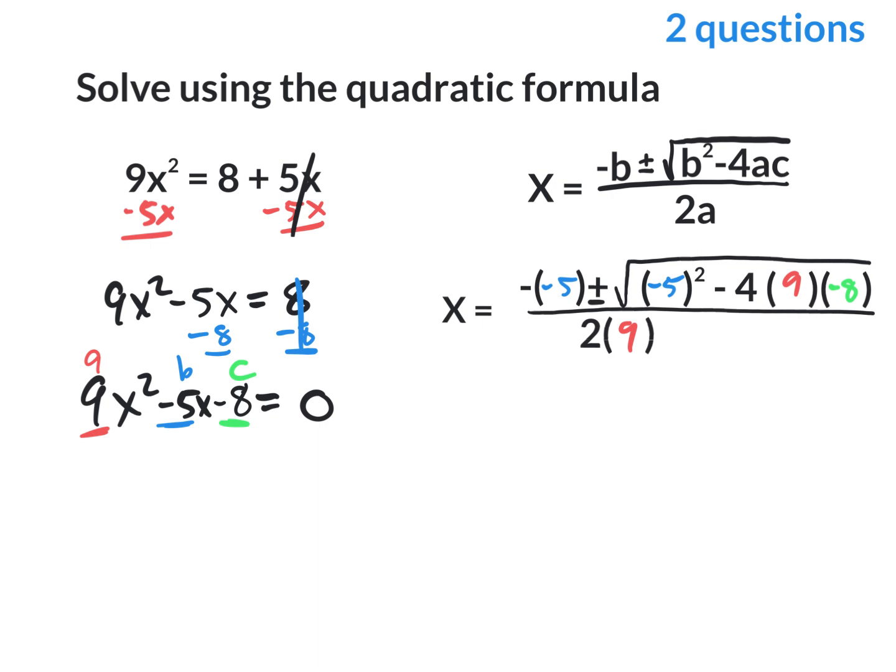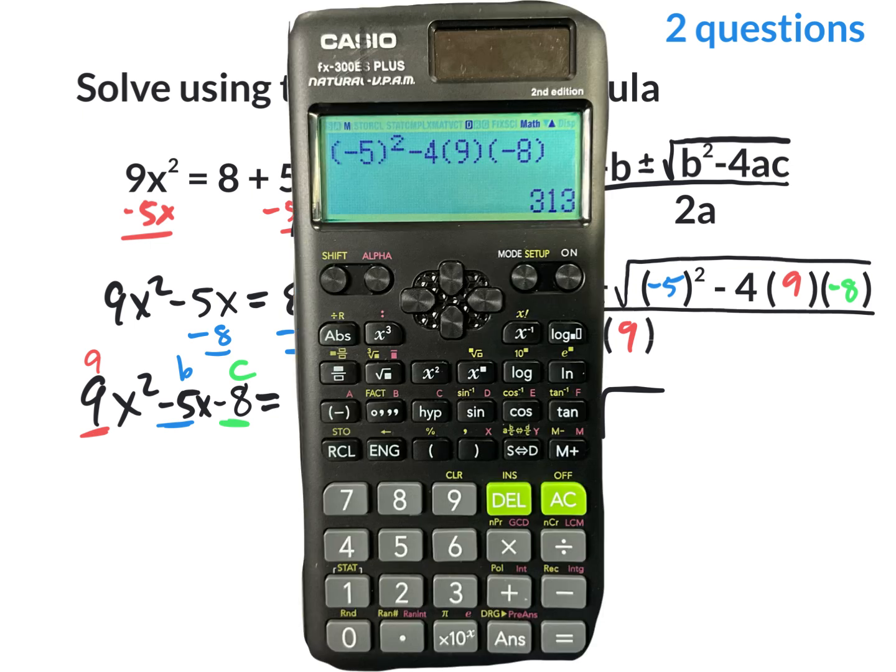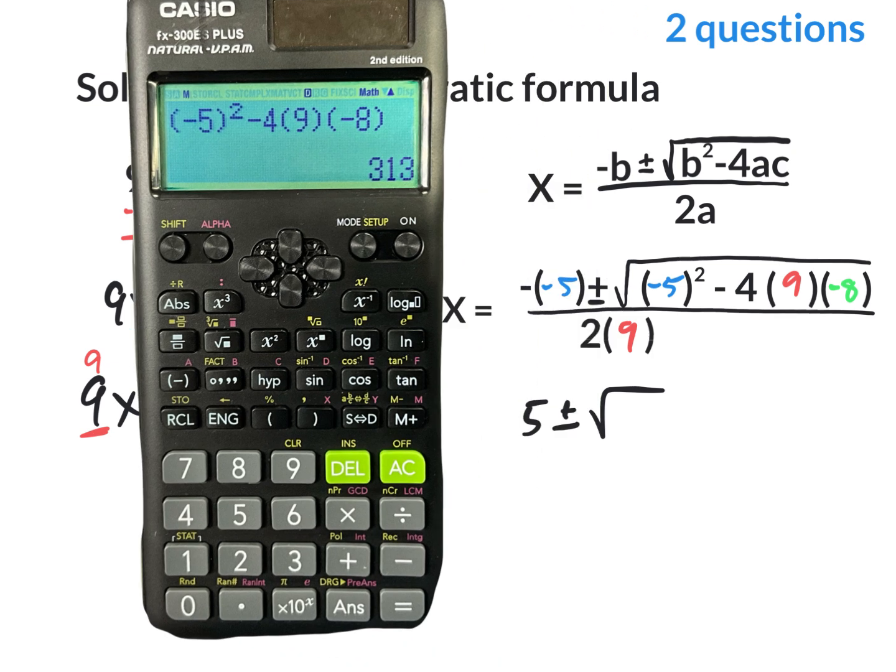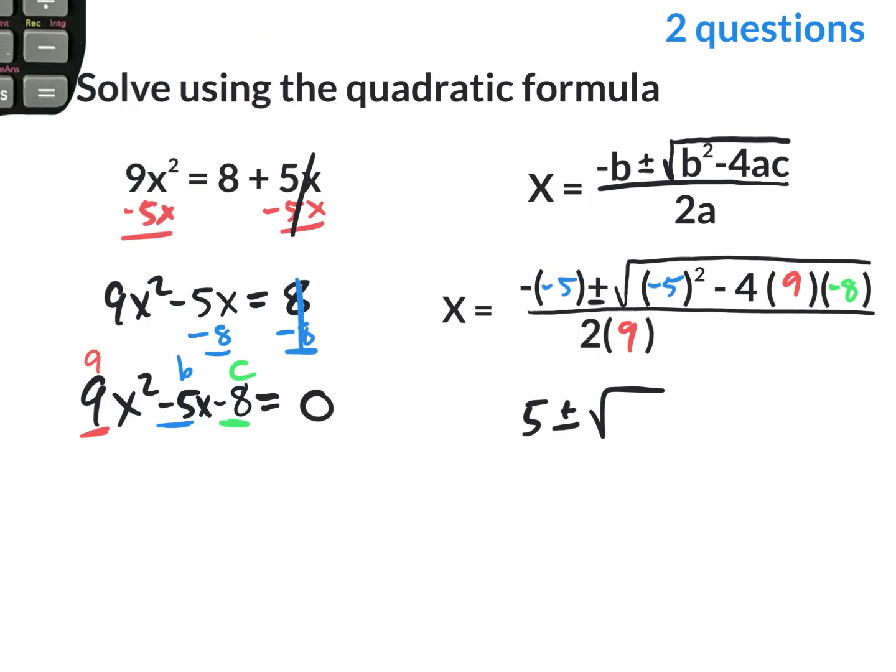Okay, so what do we have here? A negative 5 is a positive 5, plus or minus the square root of, let's find out what the discriminant value is. And you could use the calculator. Let me show you what I'm talking about. I simply typed in the discriminant exactly the way it is right in here. See that? Negative 5 squared minus 4 times 9 times negative 8, exactly the way it is. It gave me 313. So now I'm just going to simply replace the discriminant with that discriminant value of 313. Okay, and it is over 2 times 9, which is 18.